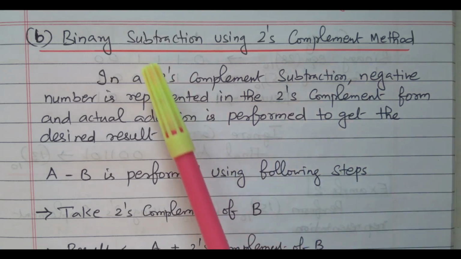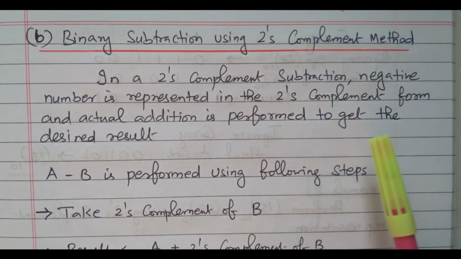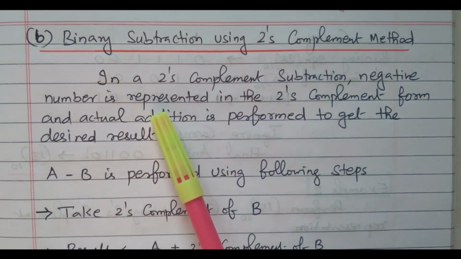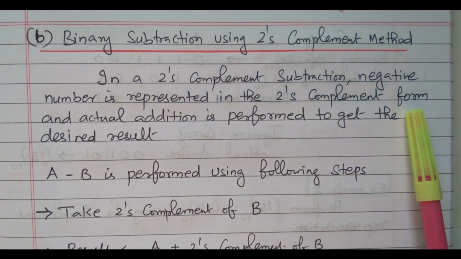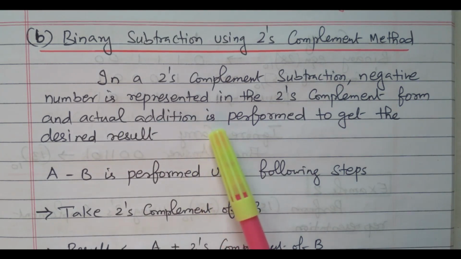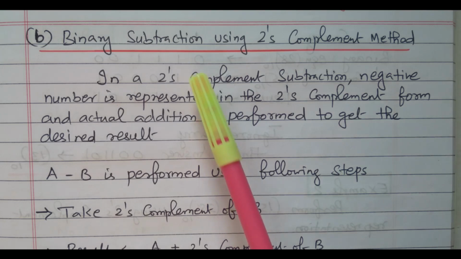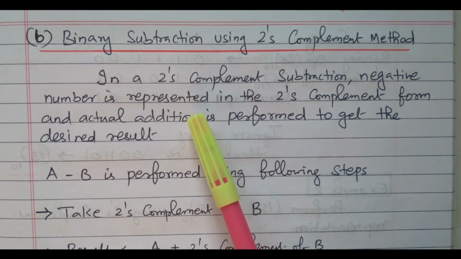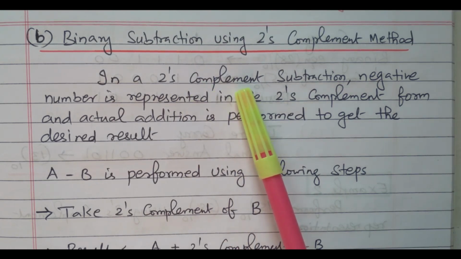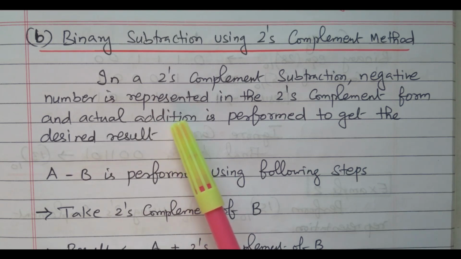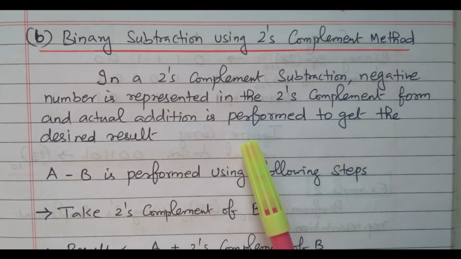Now we will go to the topic binary subtraction using 2's complement method. In a 2's complement subtraction, the negative number is represented in 2's complement form and then actual addition is performed to get the desired result. So, this complement method is mainly used in subtraction. During the subtraction, the second number is converted into 2's complemented form. Then the 2's complemented form is added with the first number. That is the main advantage of this complement method: the first number is added with the complement of the second number.